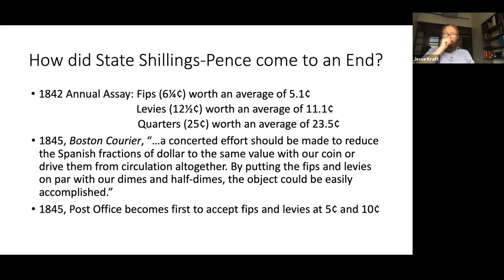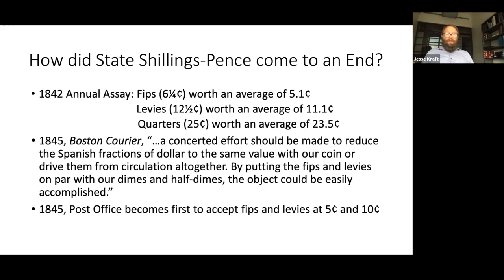The 1842 annual assay is important because this was one of the first times that they actually assayed some of the lower denomination Spanish American coins, because of the state of things, which was getting pretty bad. And they found that fips, which were supposed to be worth 6.25 cents, were actually worth 5.1 cents on average. Levies were worth 11.1 and Spanish American quarters were worth an average of 23.5 cents.